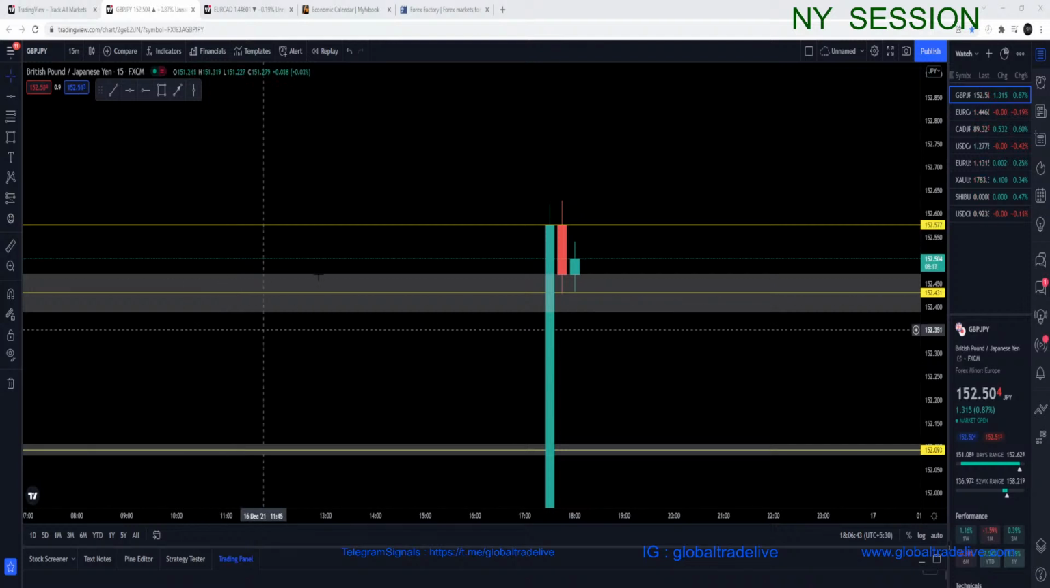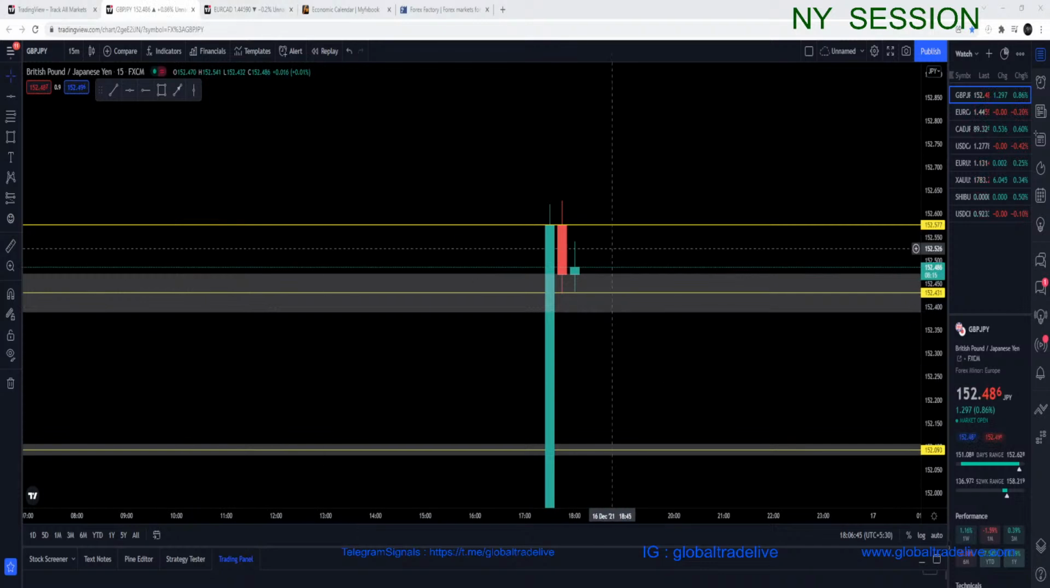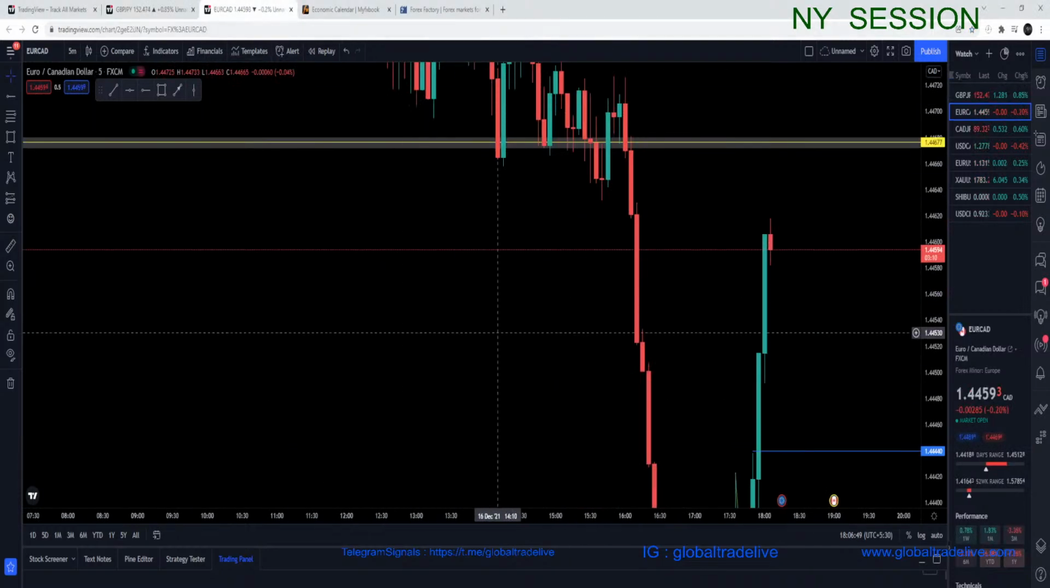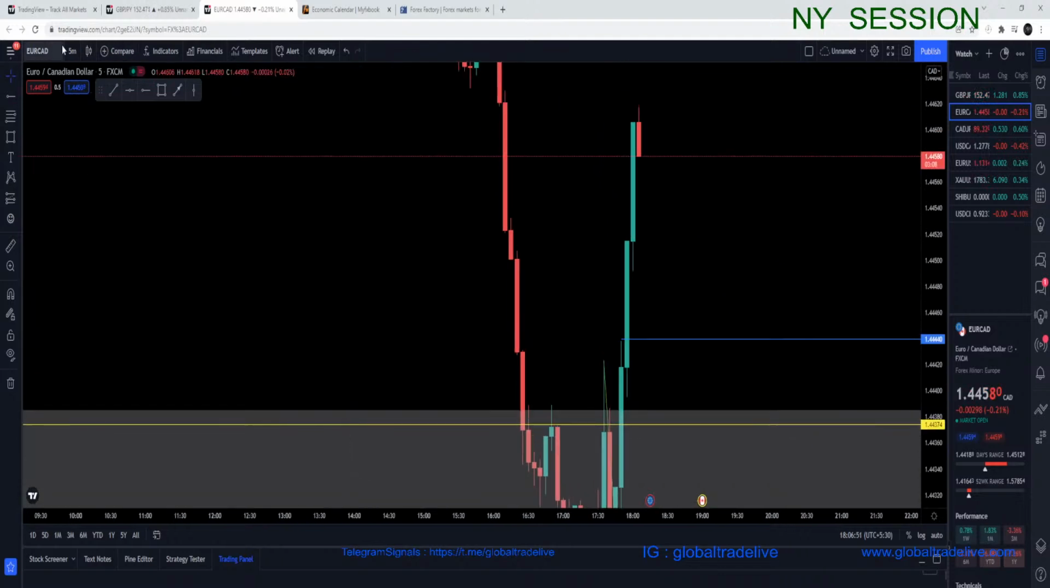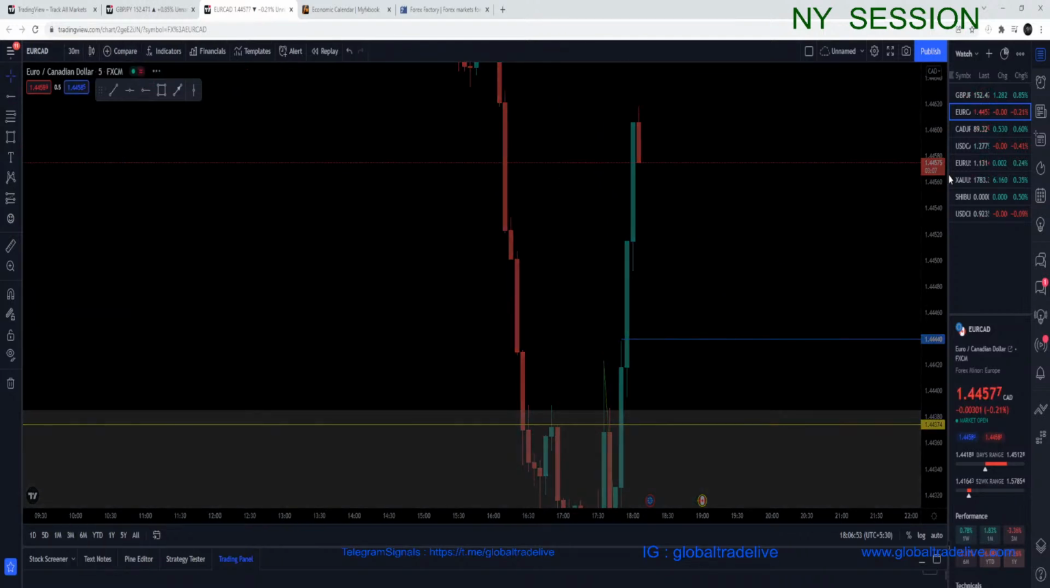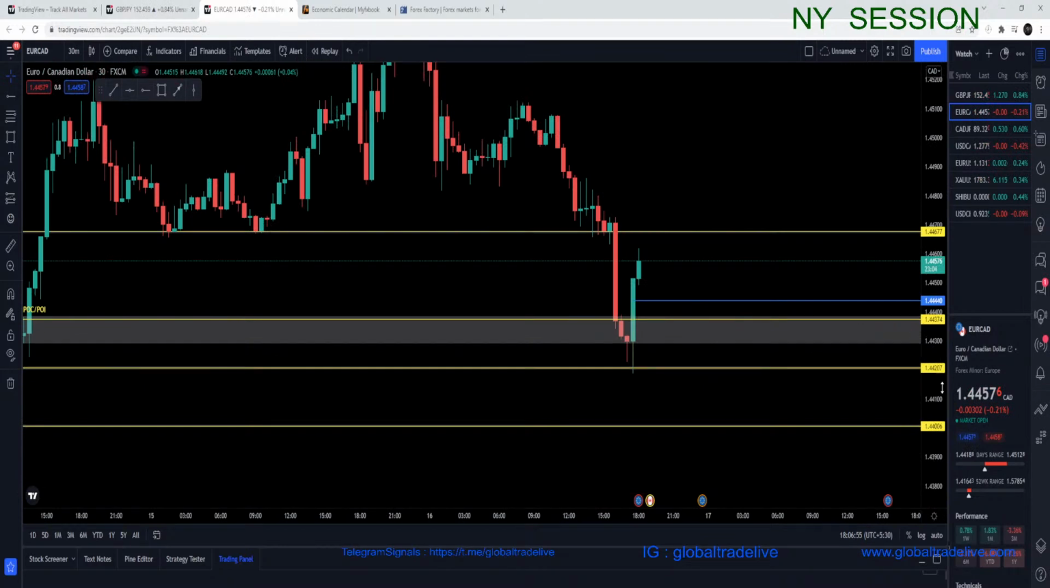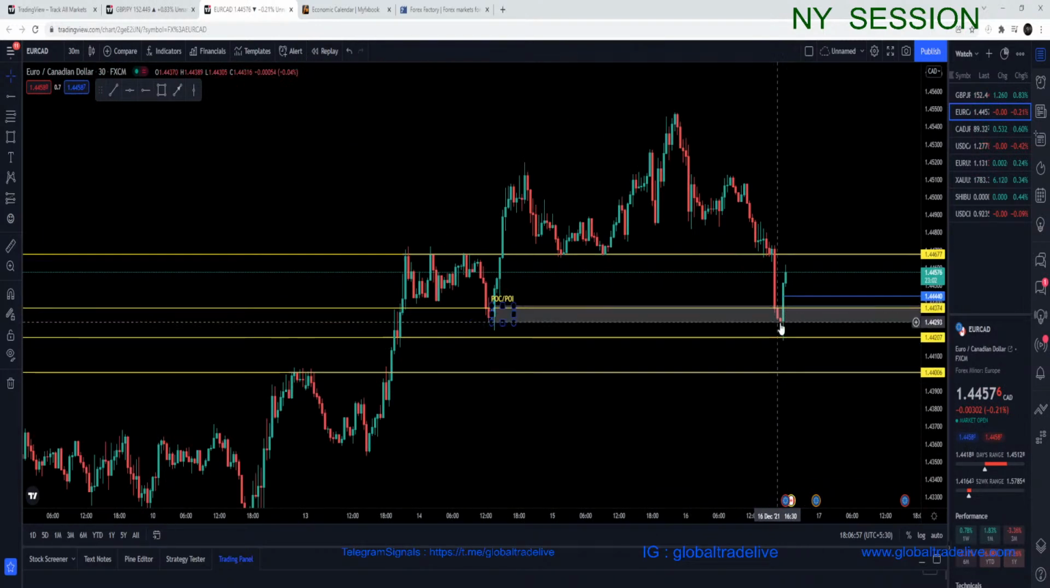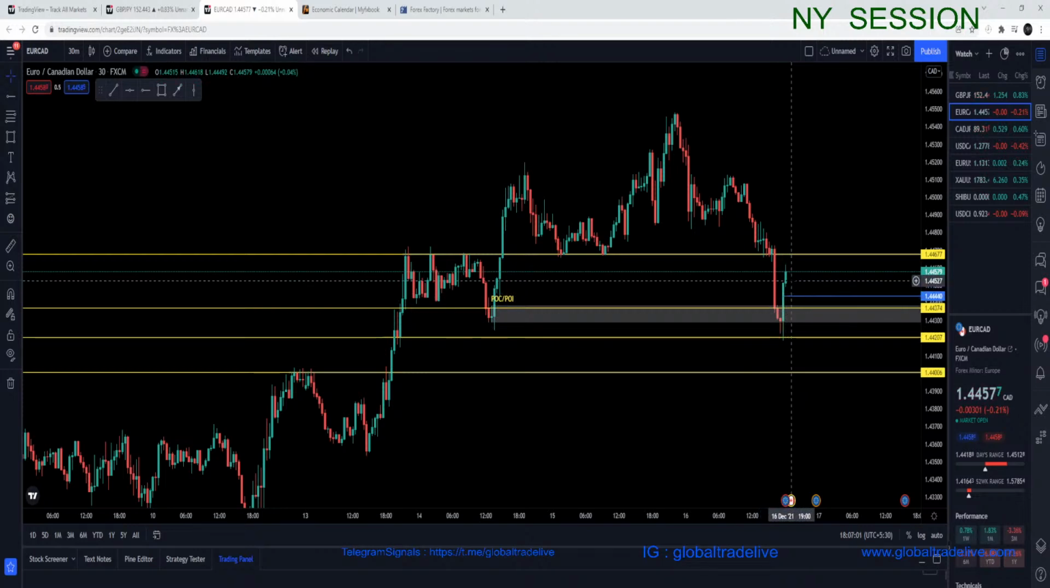Now I don't care where the market will be moving after this, whether GBP will be going up or down. But one thing I know is, if this is a genuine POC, then EuroCAD will be moving all the way up.